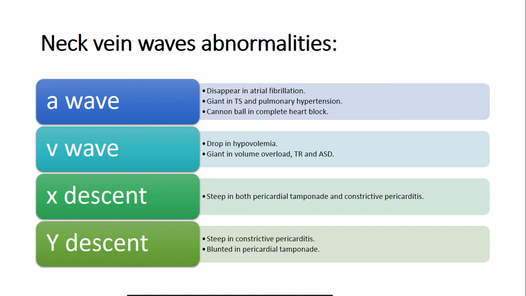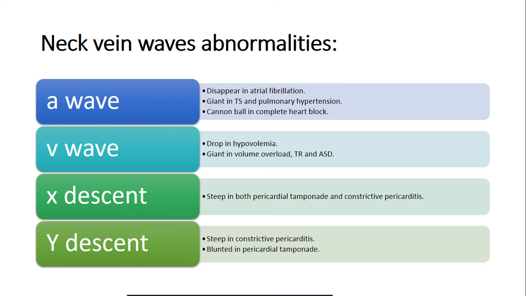Another interesting thing is the cannonball A wave. Cannonball is a very giant A wave caused by complete heart block, because in complete heart block the right atrium will be contracting against a closed tricuspid valve, making the right atrium pressure very big, transmitted into the right-sided neck veins as a very big giant A wave called cannonball A wave. Cannonball A wave is in complete heart block, exclusively complete heart block.